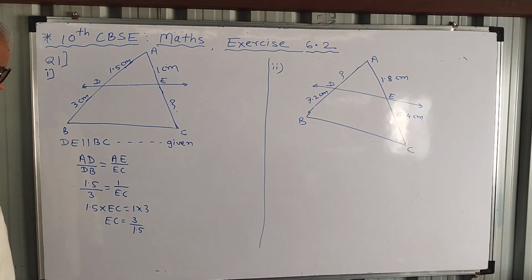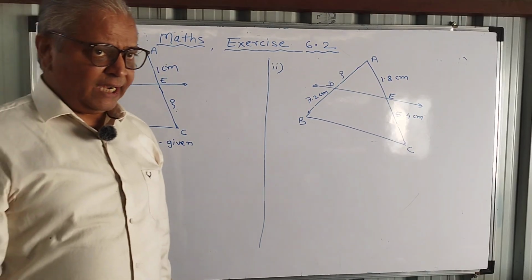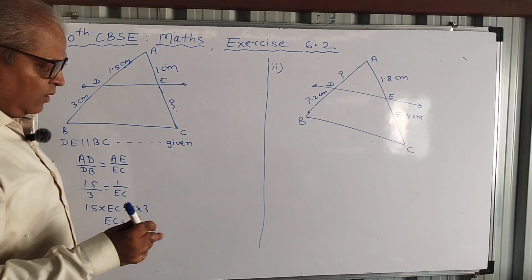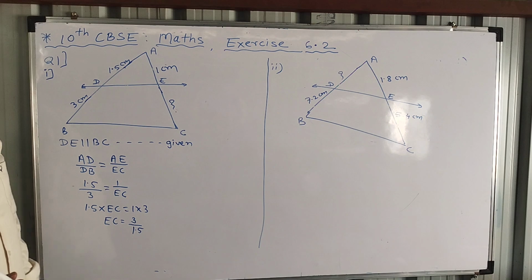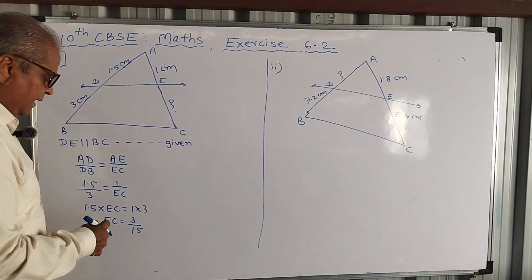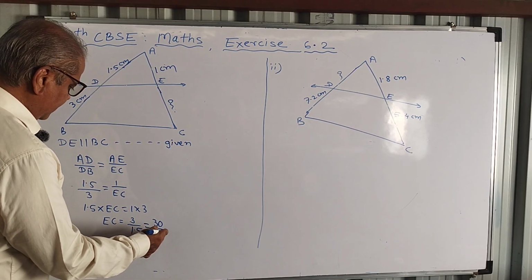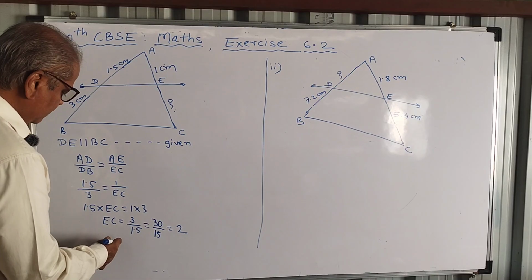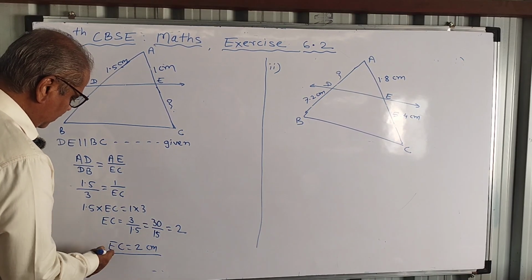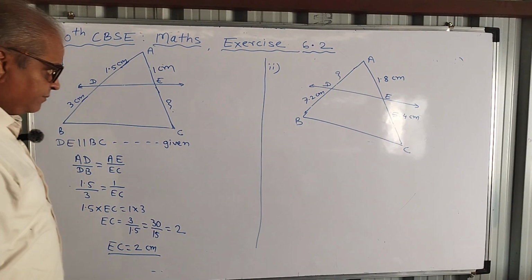See, when there is a decimal point at the denominator, while dividing, first remove that decimal point. 1.5 ला जर decimal remove करायचा असेल तर we need to multiply 1.5 by 10. So multiply 10 केला तर 3 ला 30 होणार आणि 1.5 चा 15 होणार. So answer is 2. So EC is equals to 2 and don't forget to write the unit centimeter. This is the answer.